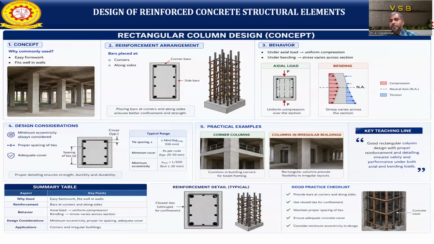Maintain proper spacing of all the ties. We need adequate concrete cover, and the cover ensures the safety of the structure. Consider minimum eccentricity in rectangular column design. So a good rectangular column designed with proper reinforcement and detailing performs well under both axial and bending loads, and we can ensure the safety of our column.